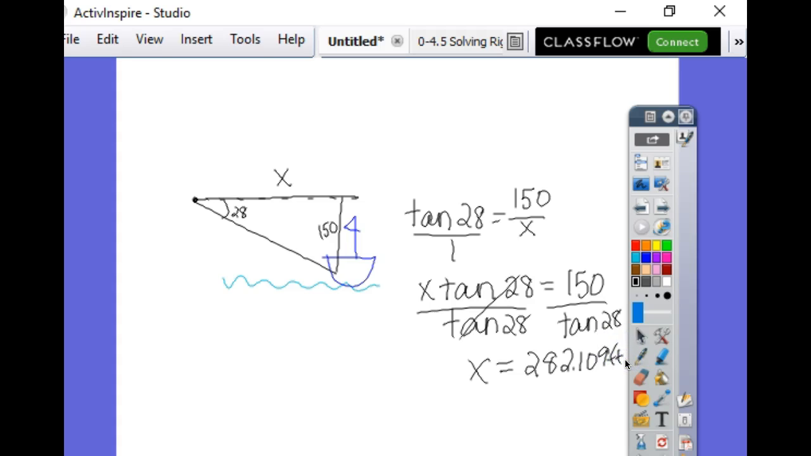Okay? So, y'all, the depression problems worked the same way as the elevation problems, but depression goes down instead of up. That's the only difference, okay?